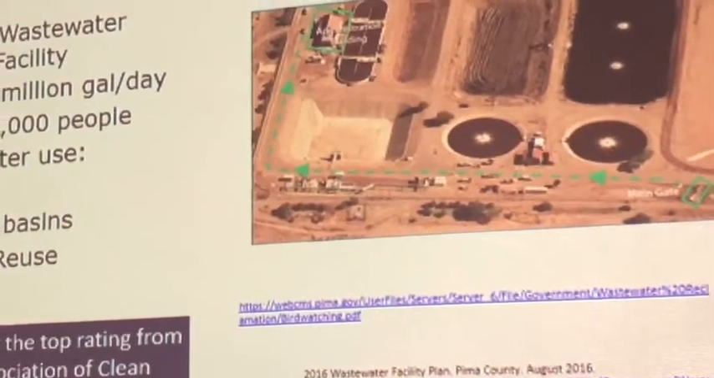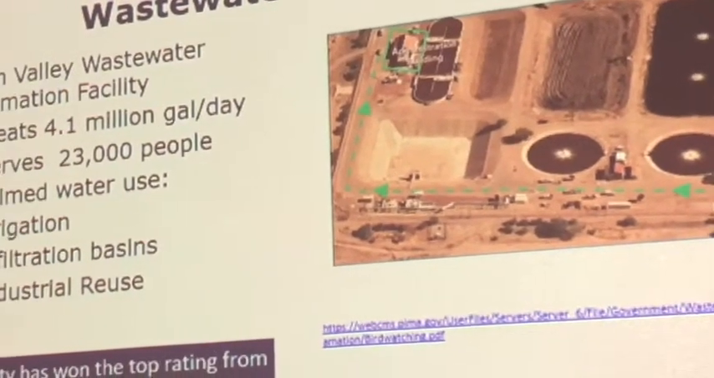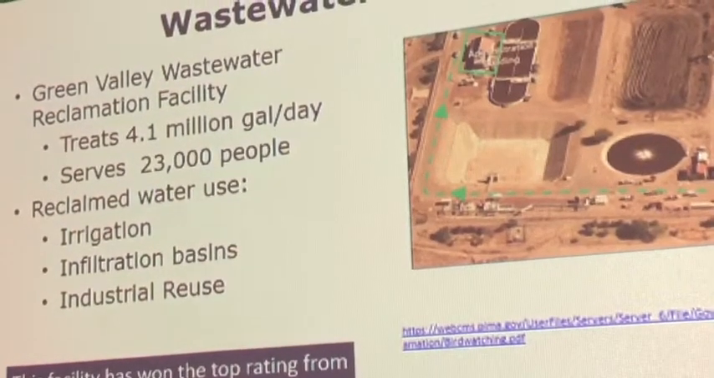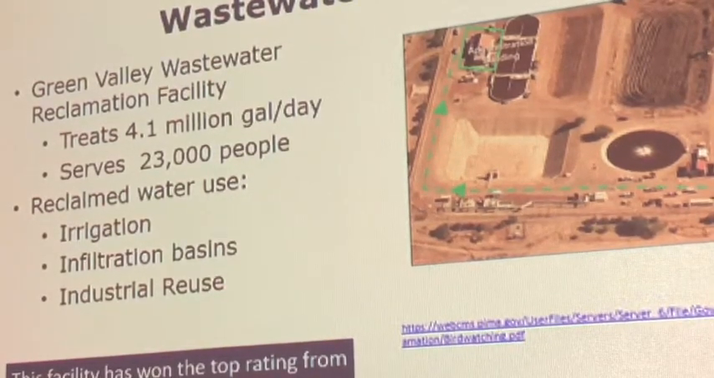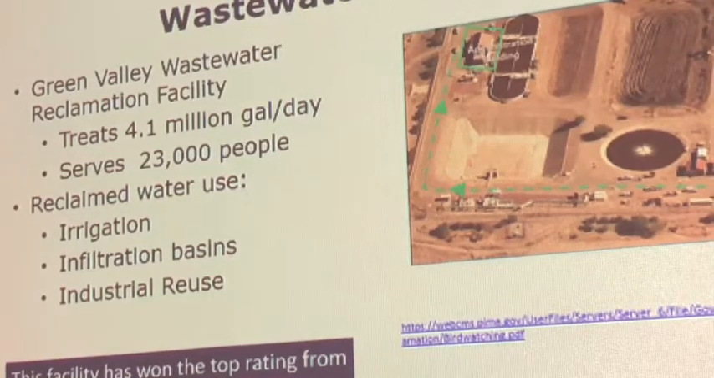Wastewater reclamation. This is the Green Valley reclamation site, and it's been great. You should just be very happy and proud about it. It's in good shape, and they do a good job out there, so it gets top ratings. It reclaims or treats 4.1 million gallons a day, and it serves 23,000 people. It is used for irrigation, infiltration basins, and industrial uses.